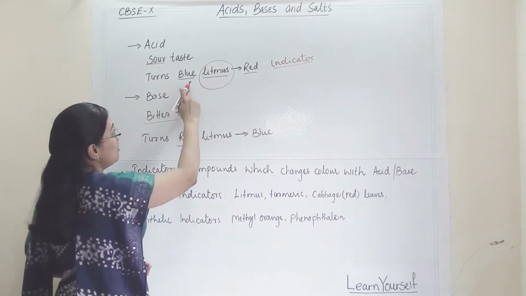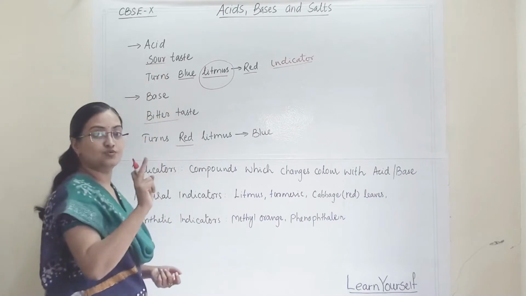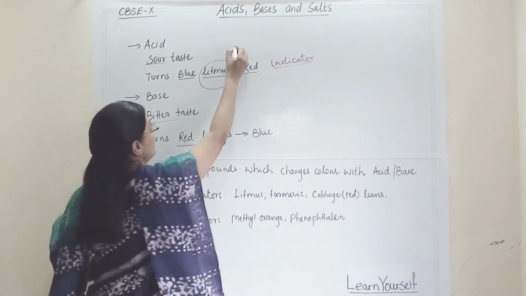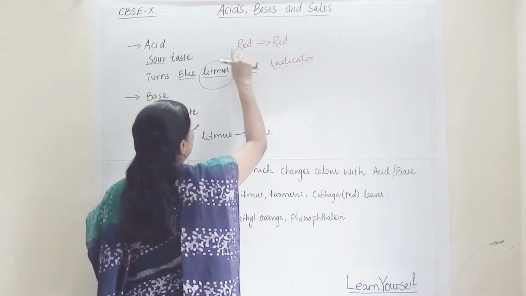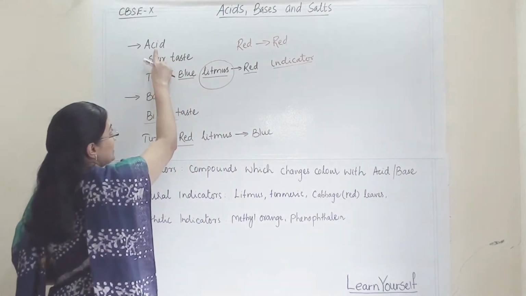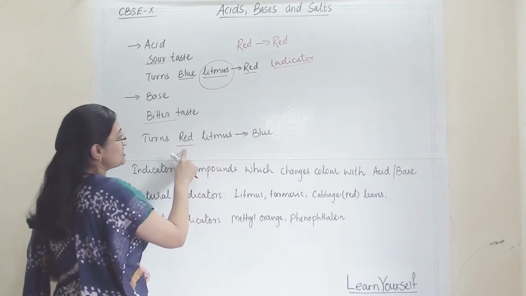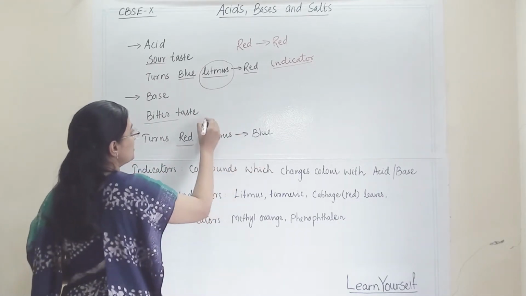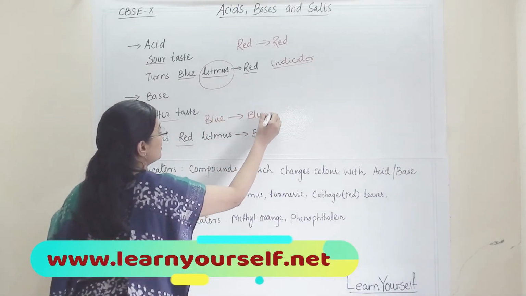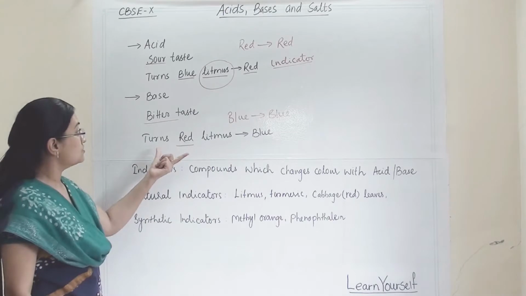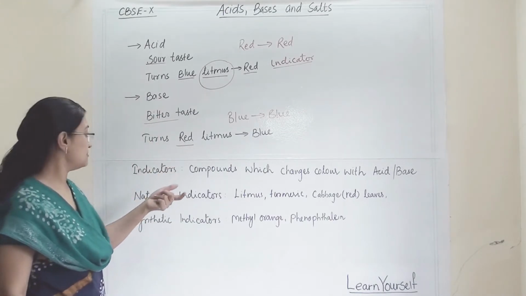Here also, when you are dipping red litmus paper in acid, it will be as it is. So red litmus will remain red only when it comes in contact with acid. Only blue will turn red. Here red litmus will turn blue, but blue will remain blue only. So this is the nature of litmus solution or litmus paper.